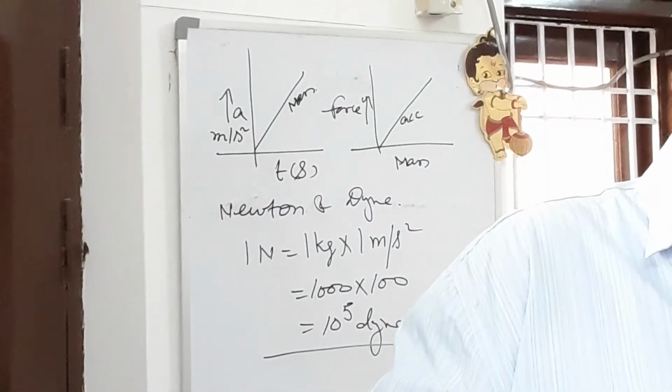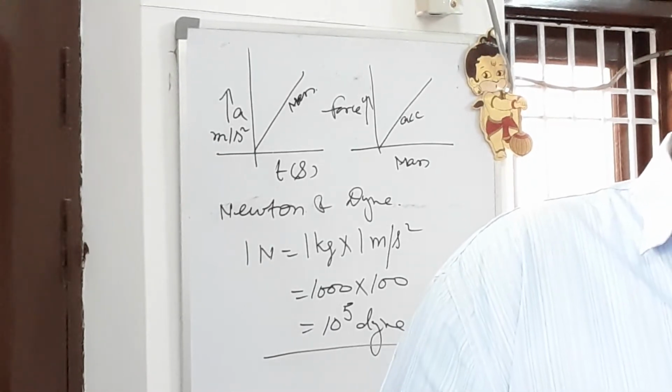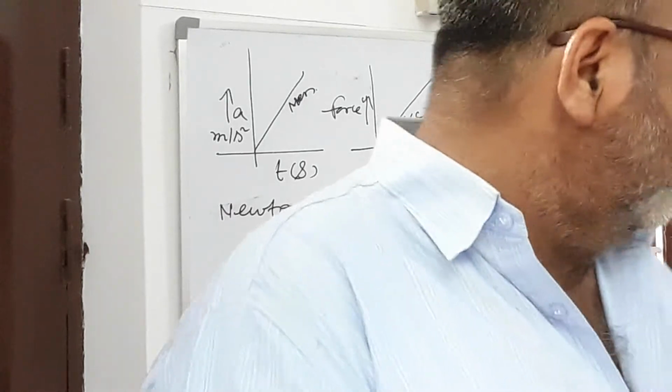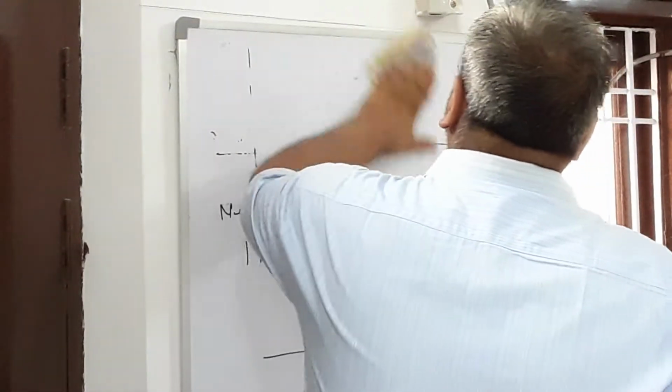First numerical: a body of mass 5 kg is moving with a velocity of 2 meters per second. Calculate the linear momentum. These are direct formula based questions.